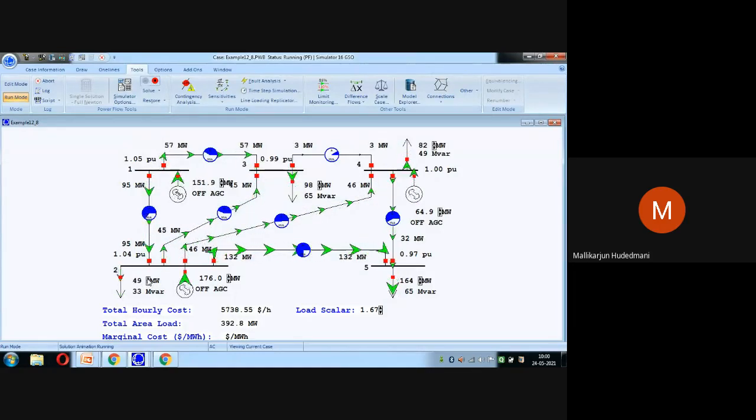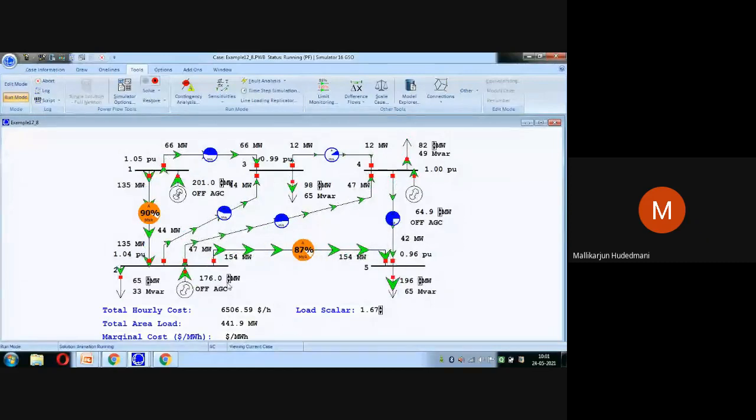So I will just force it. Can you see? Only Gen 1 is responding. This is 176 as it is, 64.9 as it is. I will increase the load here also. Can you see? Hope you are able to notice. 176.0 is turned off. It is not responding to the load change, and this one is also not responding, wherever you increase the load in the system. So these two generators are not going to respond.